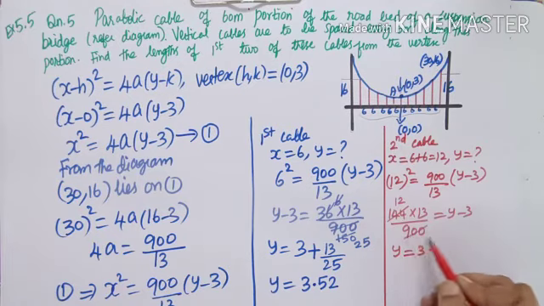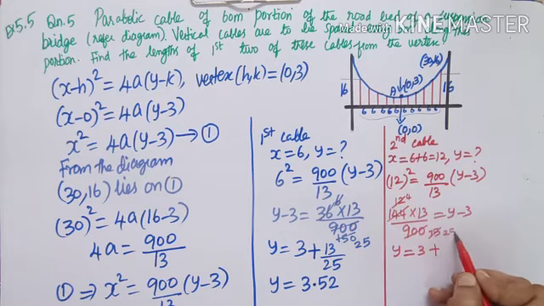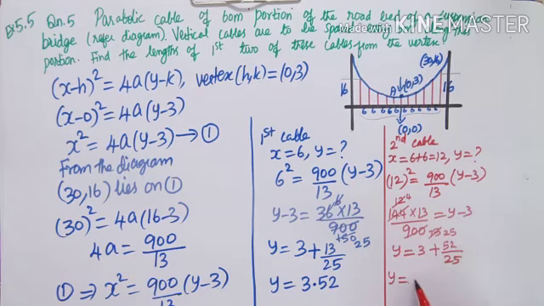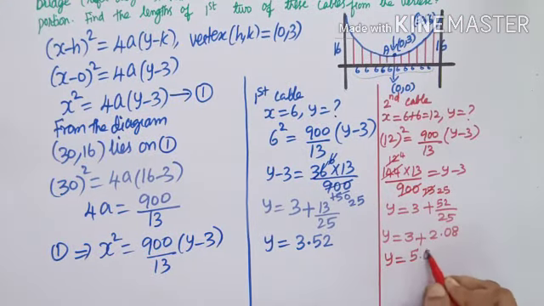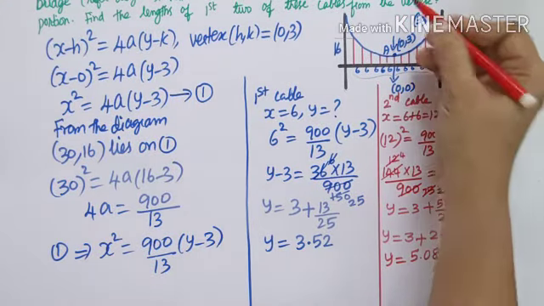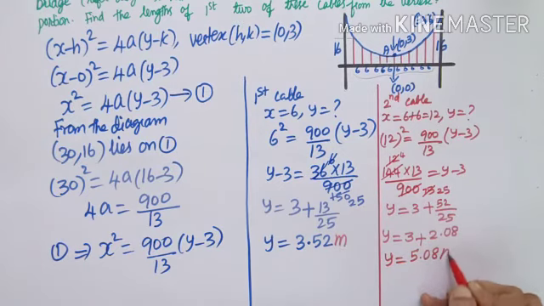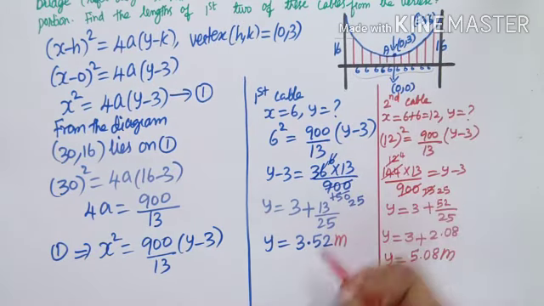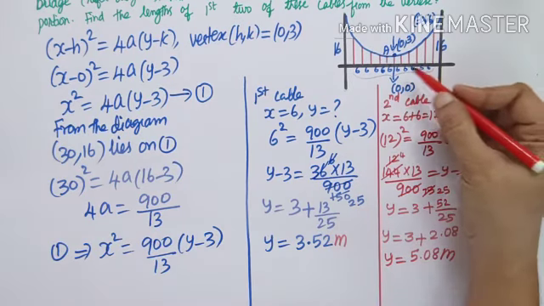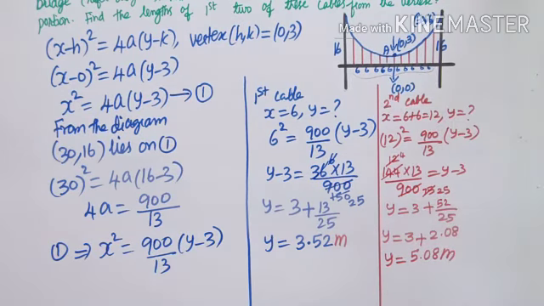12 12s are 144, 75. Again I can cancel, 4 3s are 12, 25 3s are 75. So we get 52 by 25. Divide and write the answer. It is 3 plus 2.08, that is 5.08. And each time we put the units meters. So the first cable, the height is 3.52 meters, and the second cable, the height is 5.08 meters.